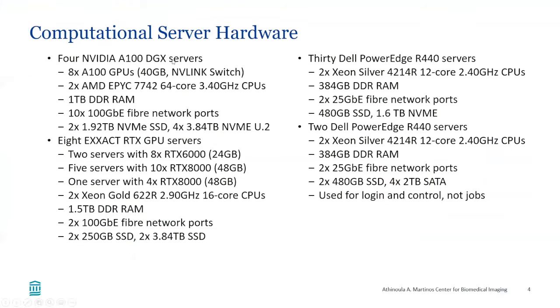So, more details on the actual compute servers. Like I said, we have 4 of the NVIDIA A100 DGXs. Each of these has 8 A100 GPUs, their latest enterprise model. Each of those cards has 40 gigabytes of RAM on it. They're all connected together by something called an NVLink switch inside, which is really high bandwidth between the GPUs if anybody does any inter-GPU communication.